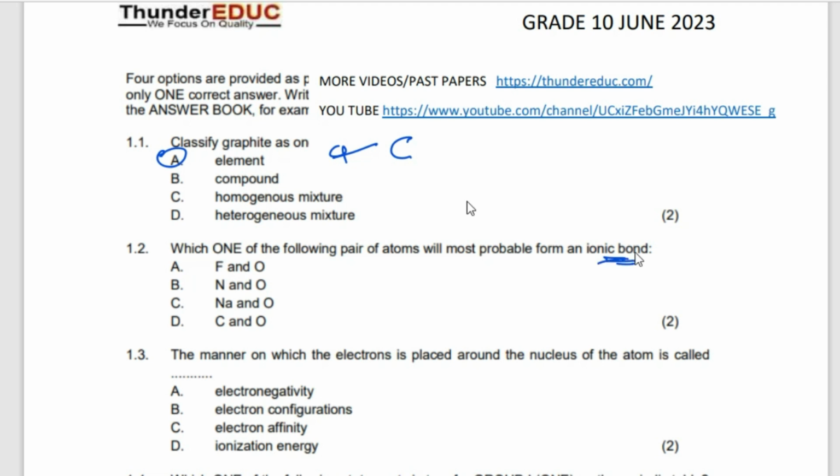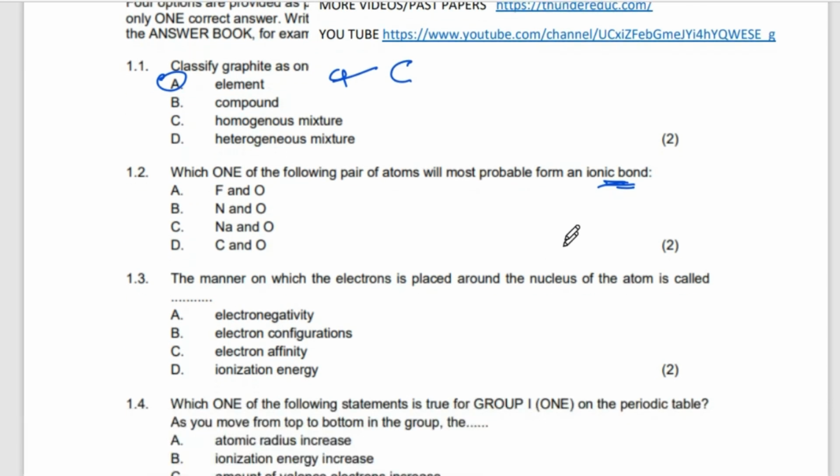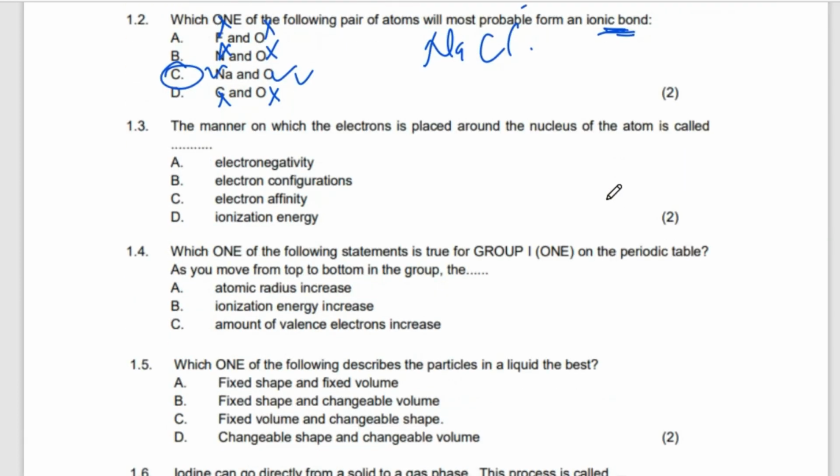When you talk about an ionic compound, it must bring about a metal and a non-metal. Remember, an ionic bond is formed between a metal and a non-metal. So, is this a metal? No, no. Go to the periodic table if you are not familiar with this. This is not a metal, this is not a metal, this is not a metal, this is a non-metal, this is a metal, this is a non-metal. So basically, C is most likely to be the compound which is going to form an ionic bond.